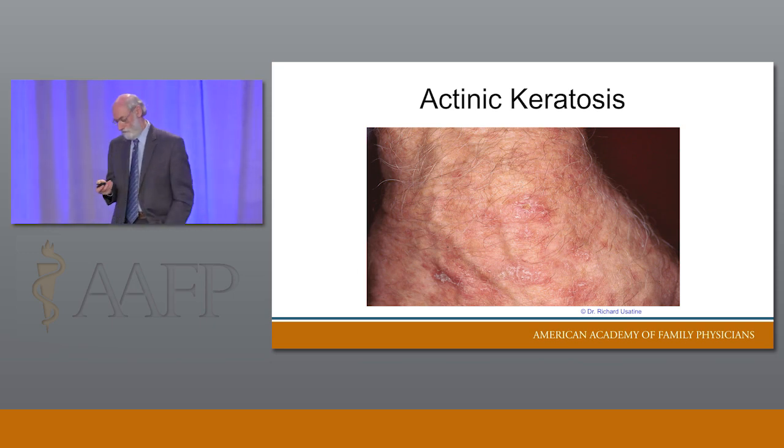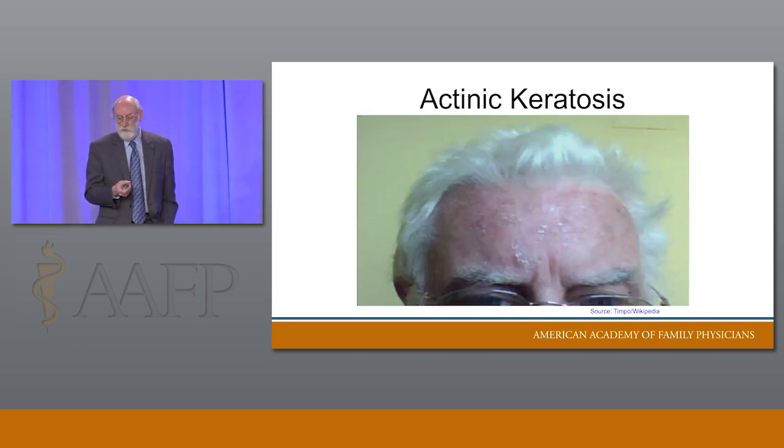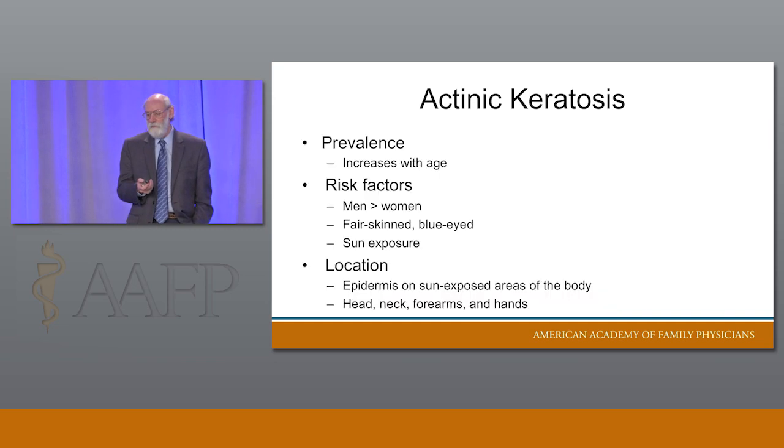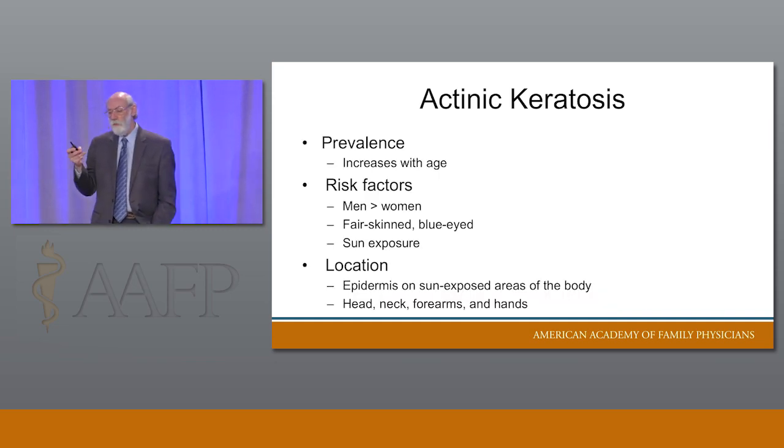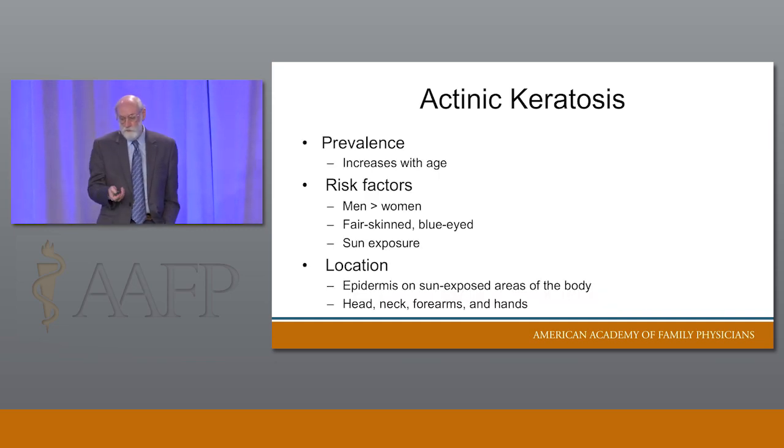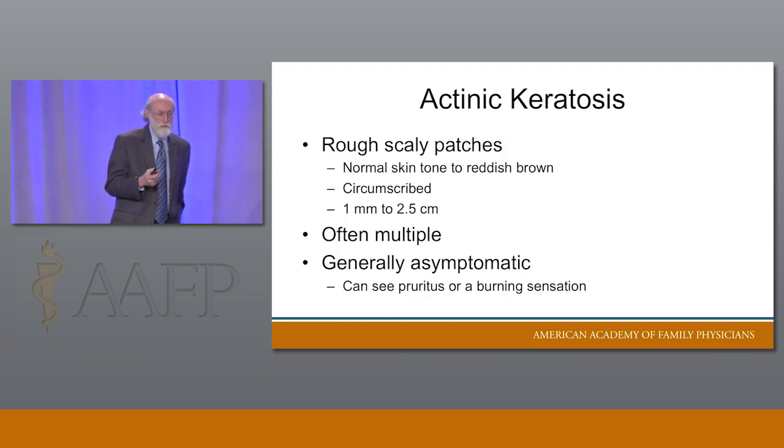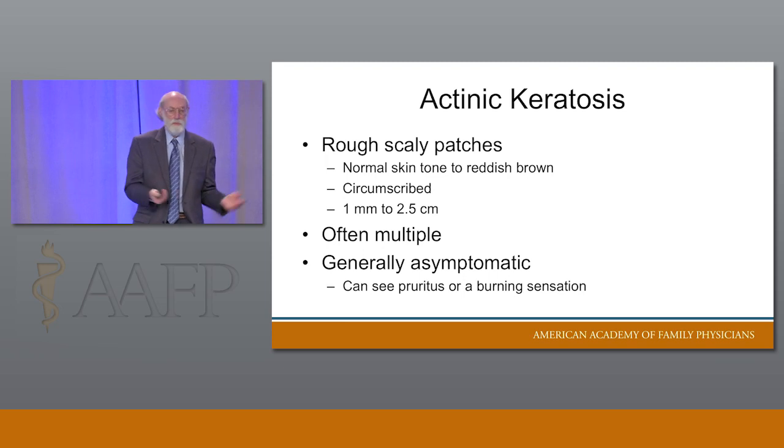Actinic keratoses. Here we see more of them. They occur in older individuals in sun-exposed areas. Rough scaly patches, you can often feel them more easily than you can see them. Multiple, asymptomatic.